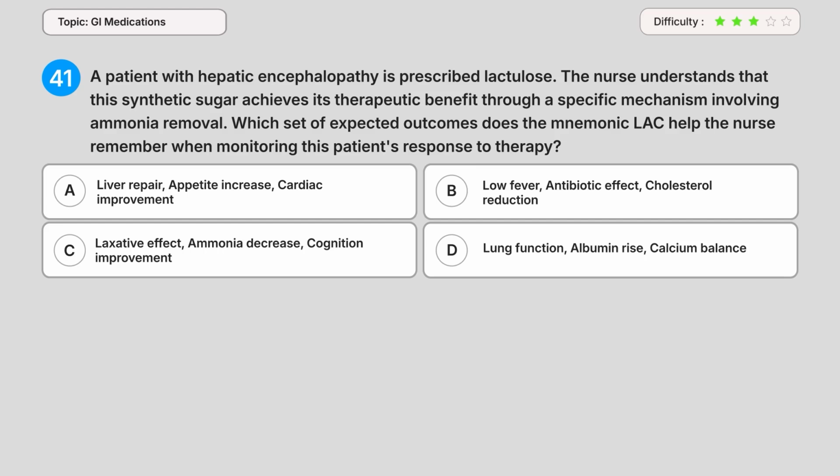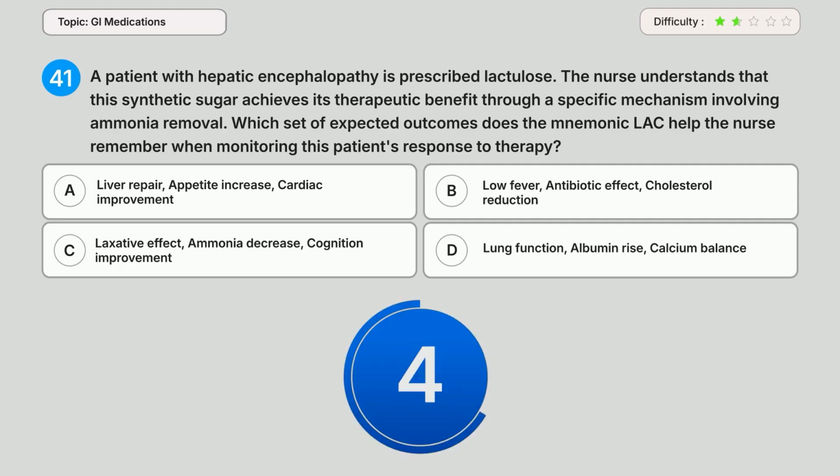A. Liver repair, appetite increase, cardiac improvement. B. Low fever, antibiotic effect, cholesterol reduction. C. Laxative effect, ammonia decrease, cognition improvement. D. Lung function, albumin rise, calcium balance. Can you guess the answer?